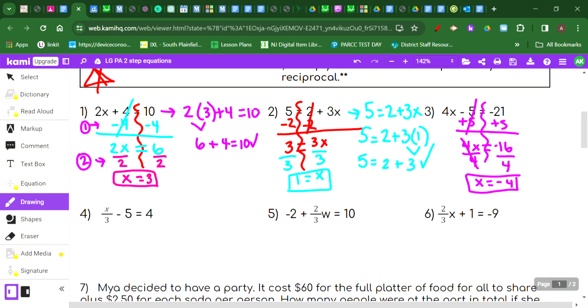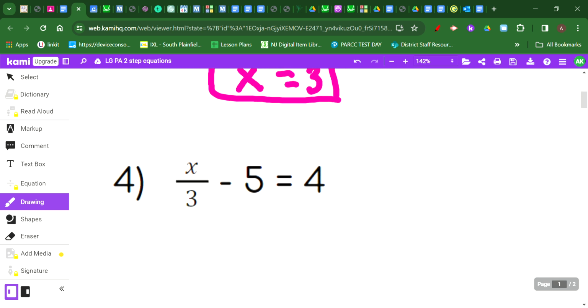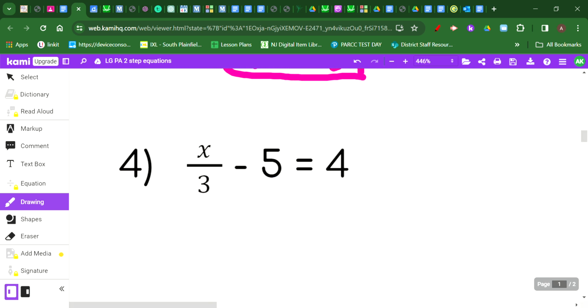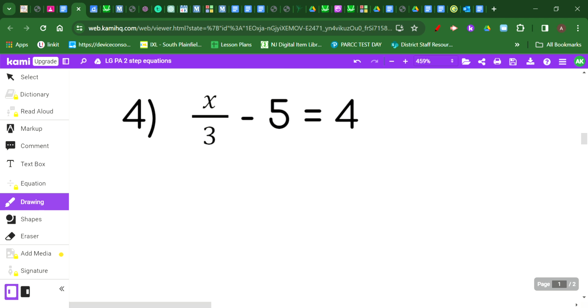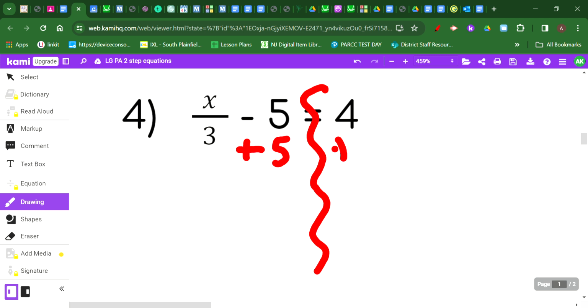All right, now number 4 looks a little bit different, but that's okay. We still follow the same steps as the other questions. So we're going to start first by drawing the river. You are going to focus on the left side because that's where the x is. You're going to find the constant. In this case, the constant is minus 5, or negative 5. And then we are going to do the opposite of it, which is plus 5 on both sides.